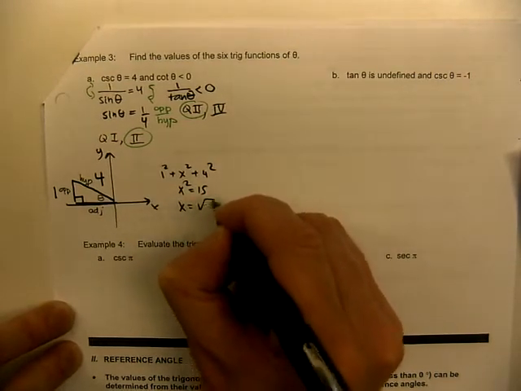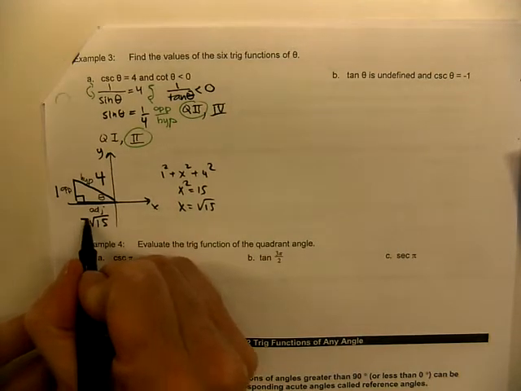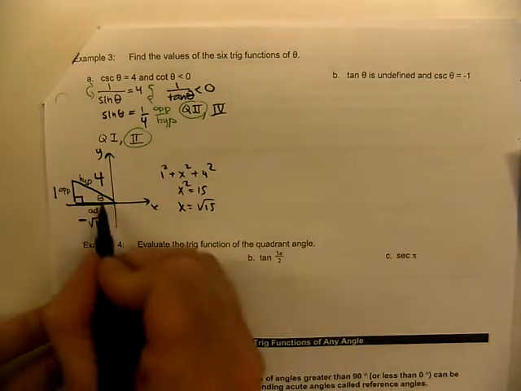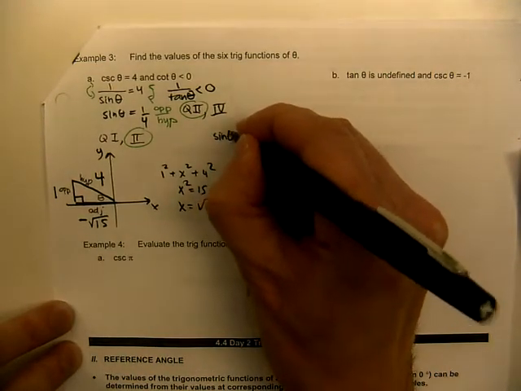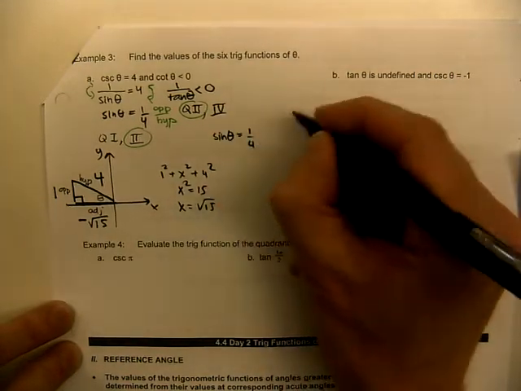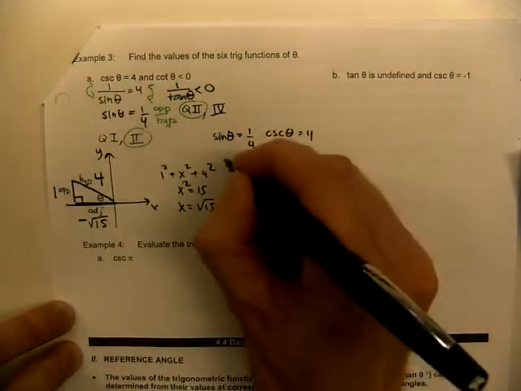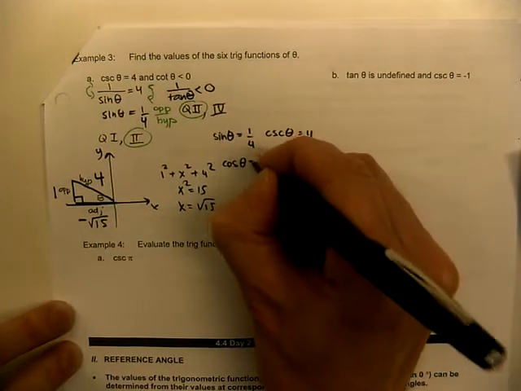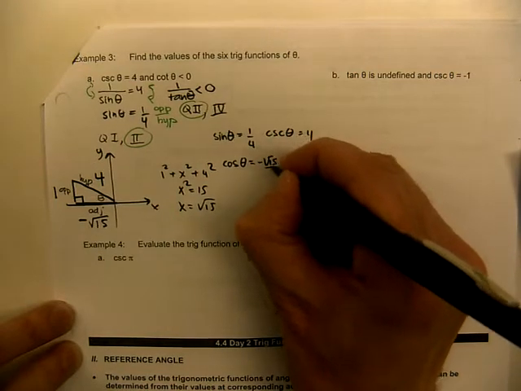So that'll be a root 15. It's a root 15, but it's actually a negative root 15 because we're in quadrant 2. So here we go. Sine is, we already saw that, 1 over 4. So its reciprocal of cosecant is 4, right? That was the given information. Cosine theta is adjacent over hypotenuse, so negative root 15 over 4.